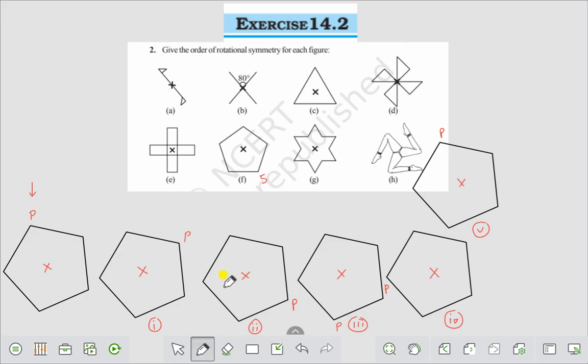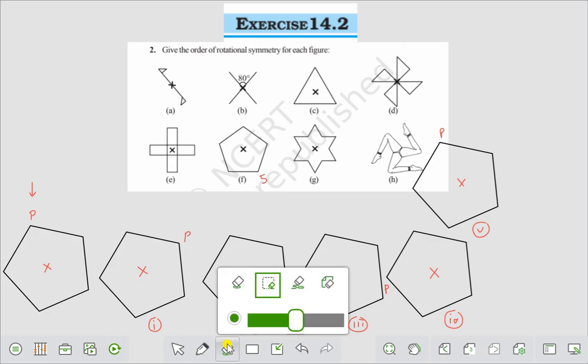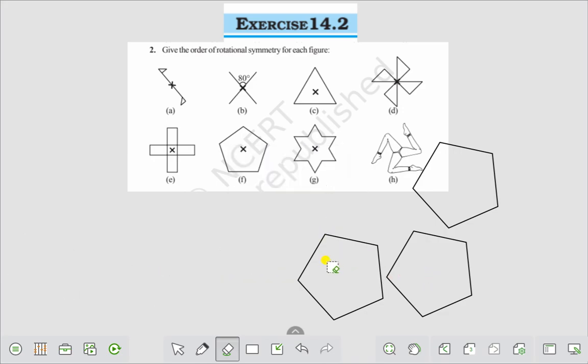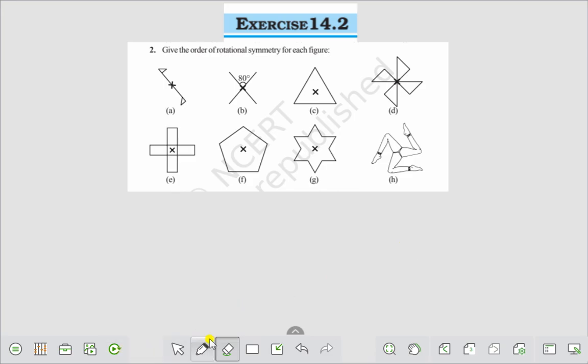Right? We will solve question number G. Here let us draw a star. Right? Now question number G. Question number G is a star. Suppose this is the position of the stars. 1, 2, 3, 4, 5, 6. That is a star. Right?